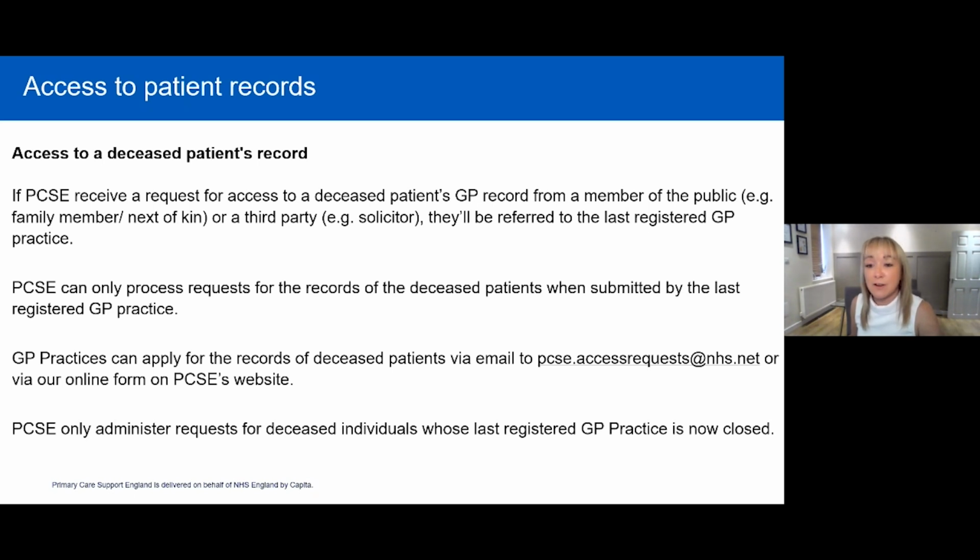So the Access to Health Records Act 1990 states that the medical records should be reviewed and, if necessary, redacted by the most appropriate health professional before being released. Now, in most cases, the appropriate healthcare professional is the most recent GP. The healthcare professional is responsible for deciding whether access should be allowed, which records are appropriate for release, and if any redaction is required.